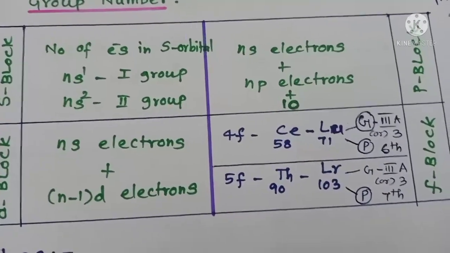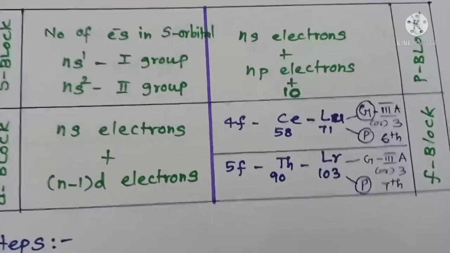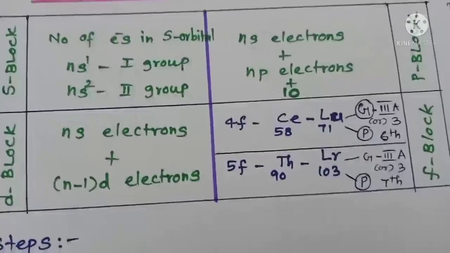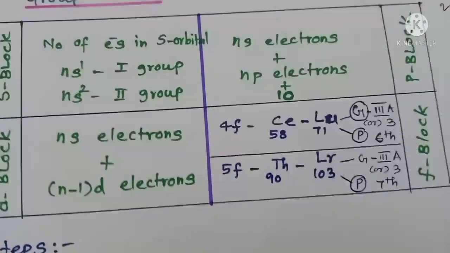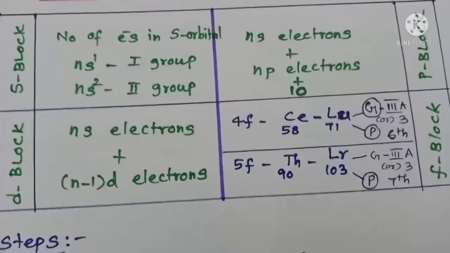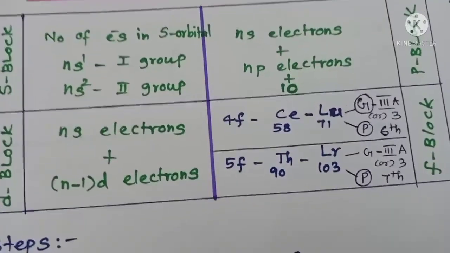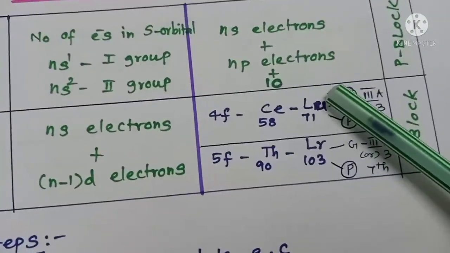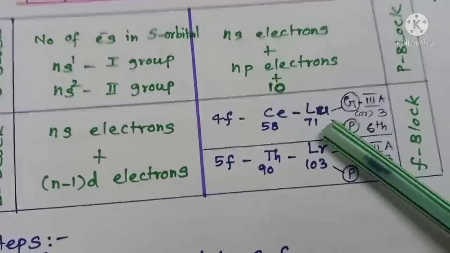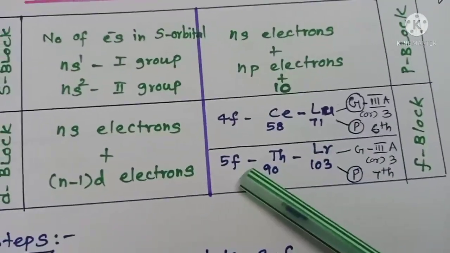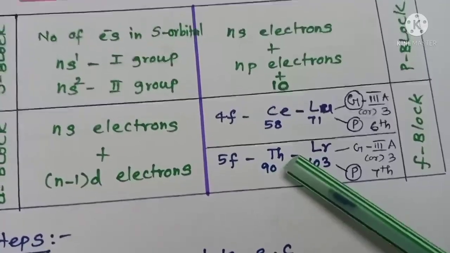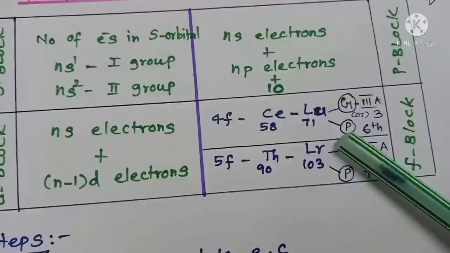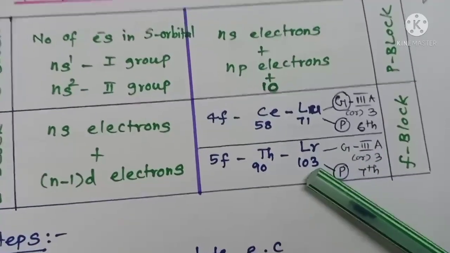Now let us see how to find the period and group number for f block elements. In the f block there are 2 rows, which are placed at the bottom of the periodic table. The first row elements are called 4f block elements, starting with cerium with atomic number 58 and ending with lutetium with atomic number 71. The second row elements are called 5f block elements. The first element is thorium with atomic number 90, and the last element is lawrencium with atomic number 103.